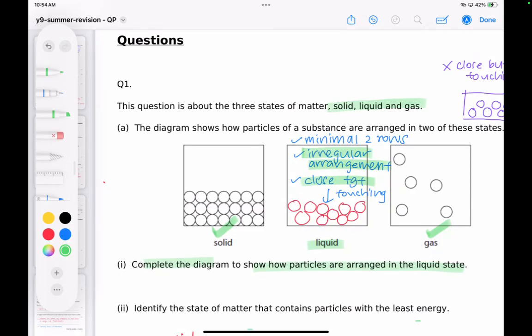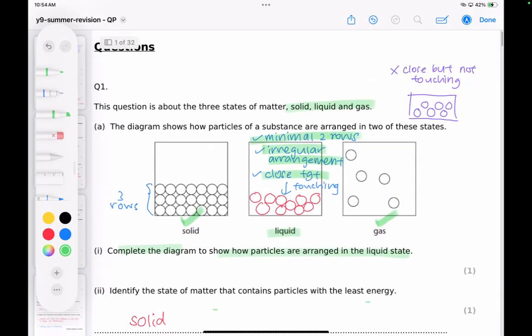Now for solid, you see they have drawn for you 3 rows. So the minimum number of rows that you need to draw is actually 2. If you draw just 1 row, it's really hard for us to determine whether that's liquid or not. So minimally 2 rows in order to get your 1 mark here.